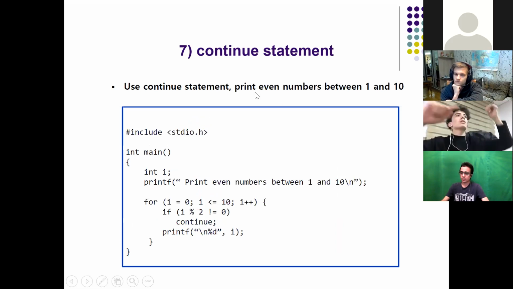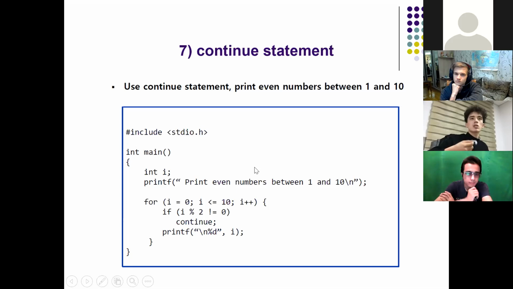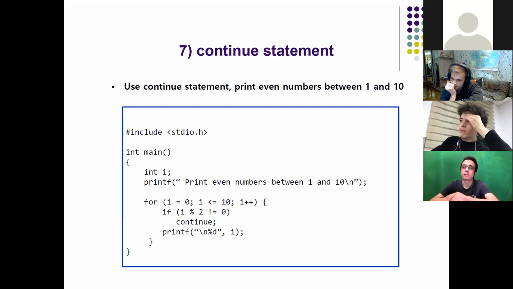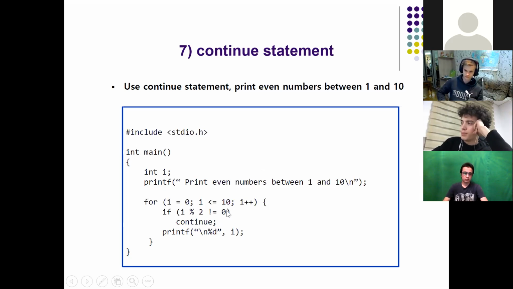Okay, even numbers using the continue statement. We are using a for loop here, from 0 to 10, and we should print even numbers. If the number is odd, then we are doing continue, and then we are not printing that number. It means when it comes to 1, when we divide it by 2, there will be a remainder of 1. It means it's not equal to 0, so it will go to continue. It will not print it.